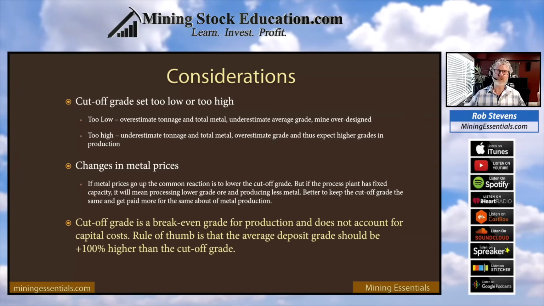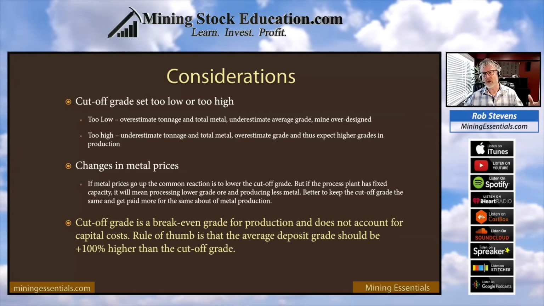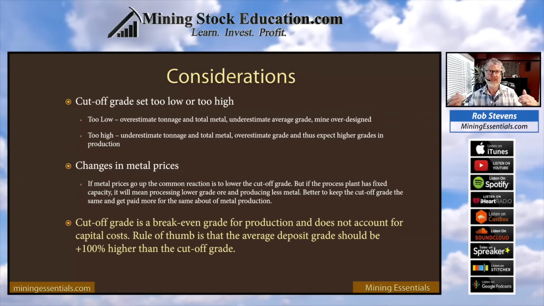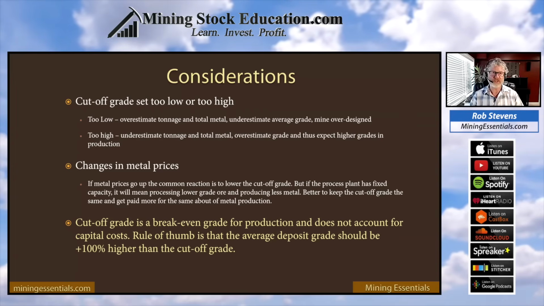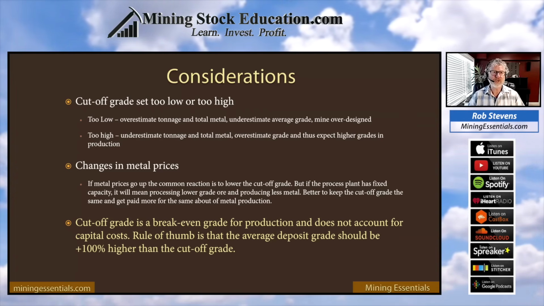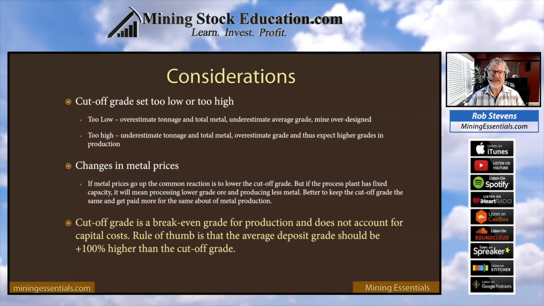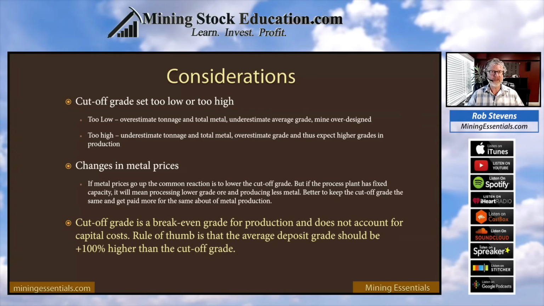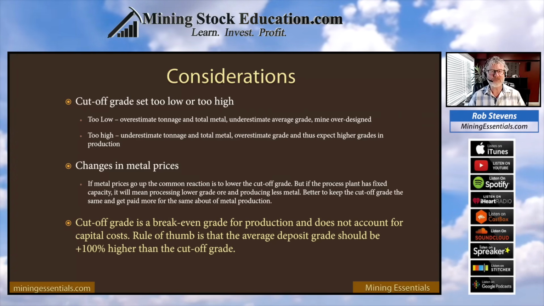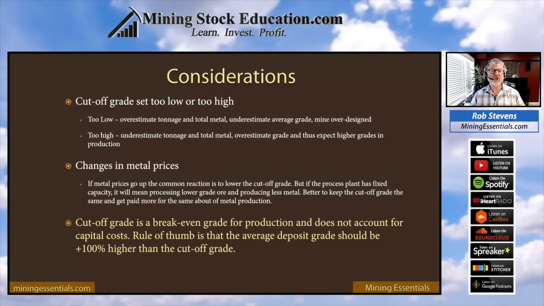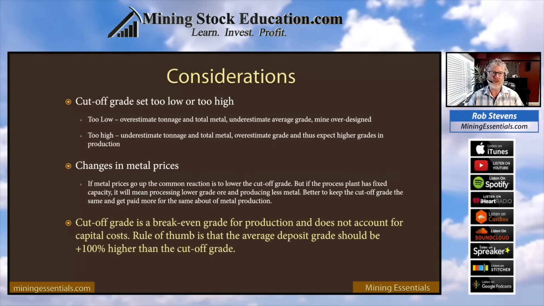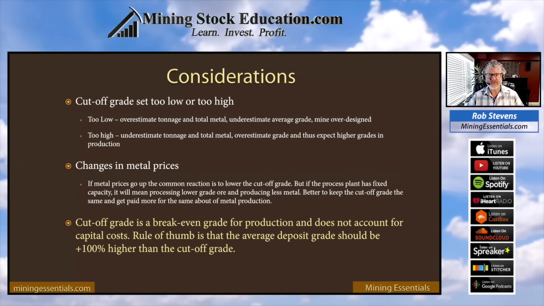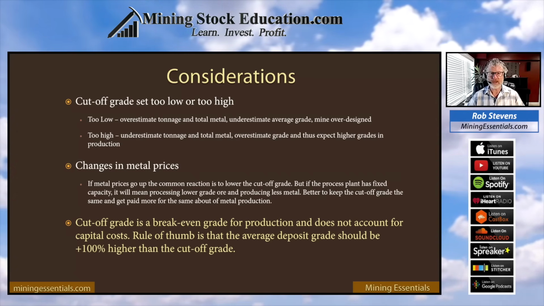You created a huge mill, but in reality, when your costs are all factored in, now you're having to mine higher grade material. You have less tonnage. Your mill is over-designed. And kind of the reverse, if your cutoff is set too high, it'll underestimate the tonnage and total metal. It will overestimate the grade, and you'll expect higher grades in production than what you're actually going to produce, because now you're producing lower grade average material. So, some of the challenges if it's not set quite right.